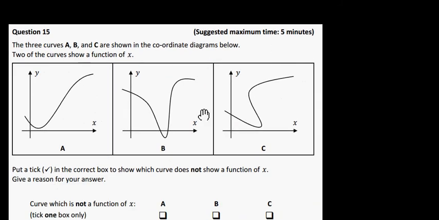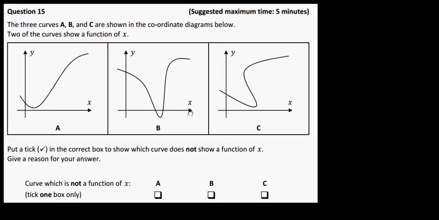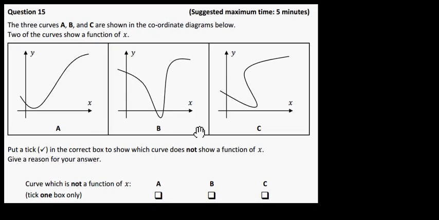So let's have a look at question 15. This is question 15 here. The 3 curves A, B and C are shown in the coordinate diagrams below. 2 of the curves show a function of x. So 2 of these are functions. Put a tick in the correct box to show which curve does not represent a function in x. Give a reason for your answer. Well, I'll just do it straight away and then explain why. So it's going to be C here. So the answer here is C.